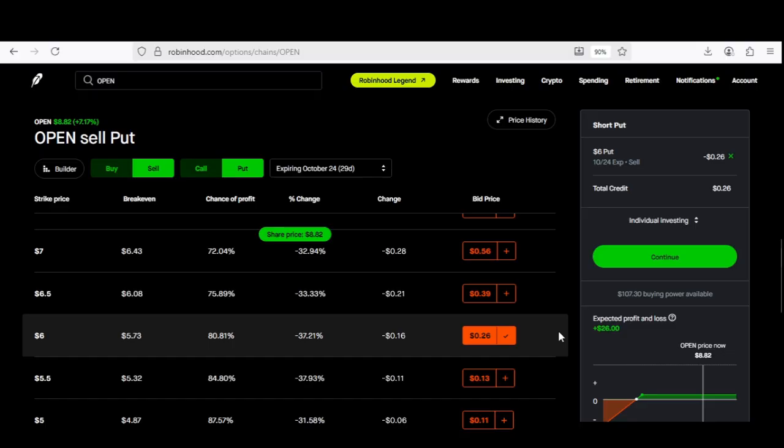The reason why I would do a cash secured put at the $6 price is the amount of premium I'm going to be receiving. The amount of premium I'm going to be receiving is going to be $26. However, what I really like to focus on is my ROI, or my return on investment. So to get the ROI on this, all you need to do, you're going to divide the amount of money you're going to receive, which is going to be $26, divide that by the amount of money you need to leave as collateral, which is going to be $600, and that should give you a 4% return.